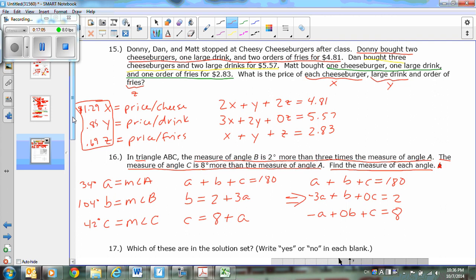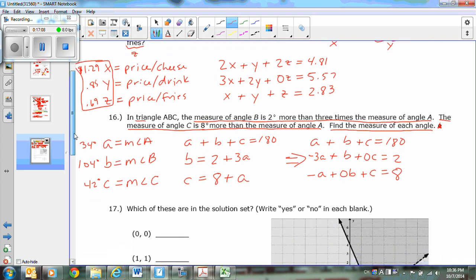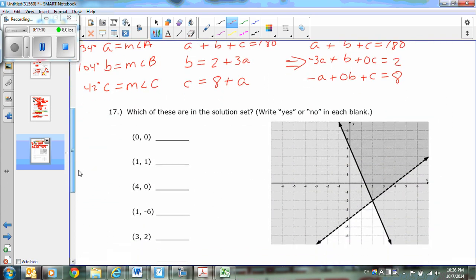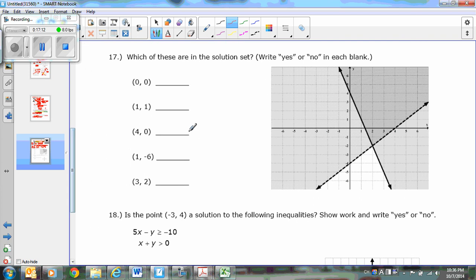All right, so let's move on now and talk about linear inequalities. Okay, so this is one thing you'll be asked to do on your test. Given a system of linear inequalities, you're going to determine if any of these points are in the solution set, yes or no. Let's start with the point 0, 0, which is right here. Well, the solution set would be the area that's shaded from both linear inequalities. Since 0, 0 isn't in that area, we're going to say no to that.